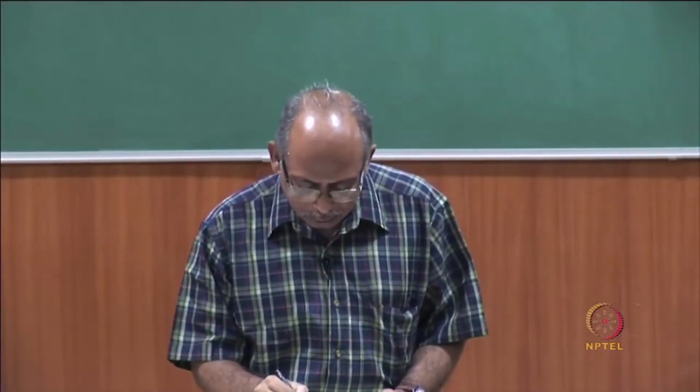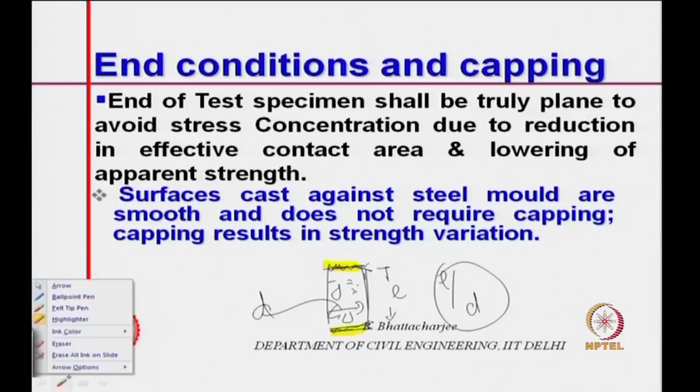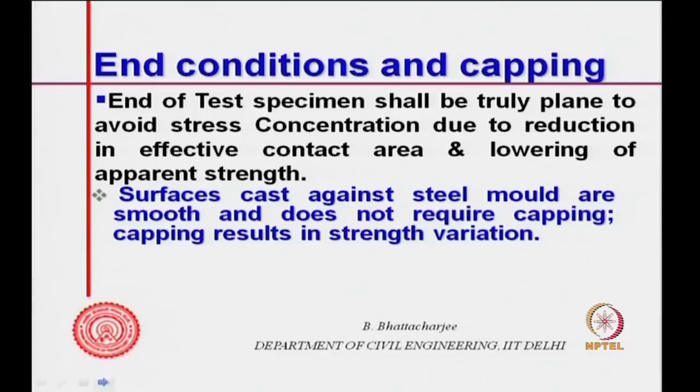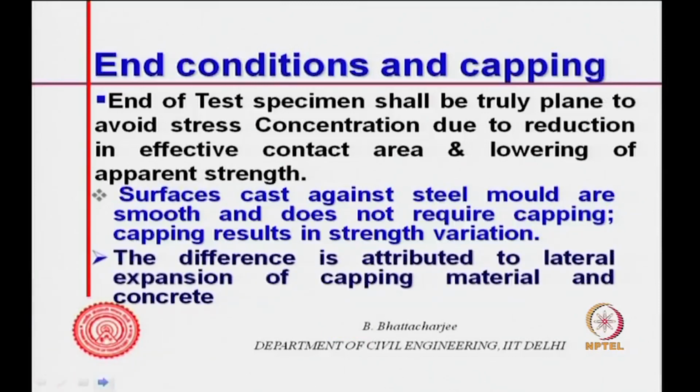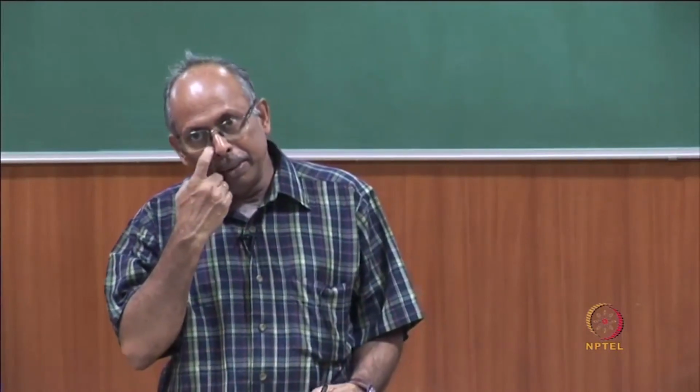That means, put some material and do capping. If you do this kind of capping, you will see that it results in variation in the strength. So end capping results in strength variation. Now, this variation or the difference that we get is attributed to the lateral expansion of the capping material and the concrete, relative to each other. Both will be expanding, the capping material as well.